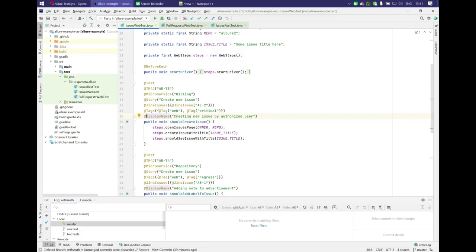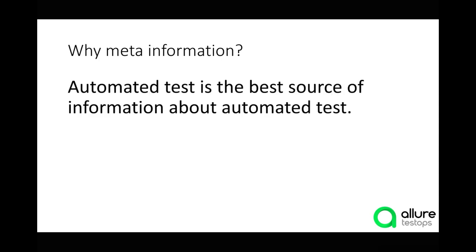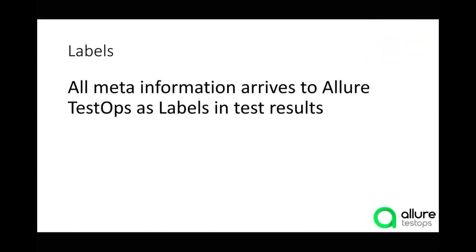But first of all, we need to teach AllureTestOps how to process and understand that there is information for the test results and for test cases. This is what we will be talking about: enriching the test results with the test information. Why meta information? Because automated tests are the best source of information about automated tests, as I already said. And how do we do it? Everything goes in labels. All meta information arrives in AllureTestOps as labels in test results.